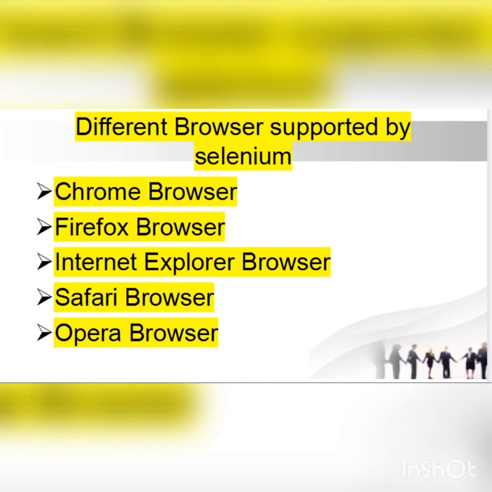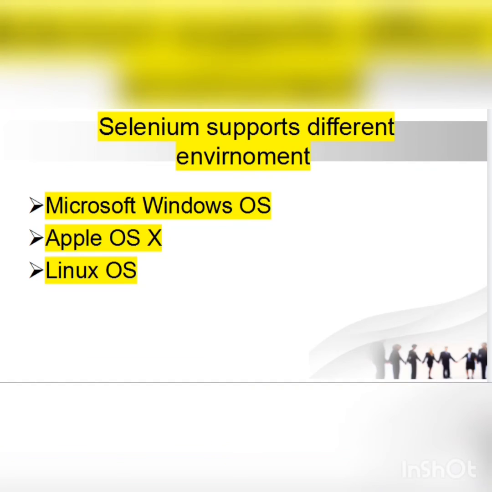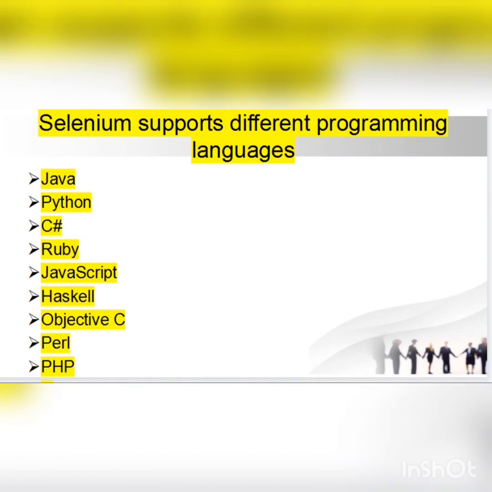And Selenium supports different browsers like Chrome, Firefox, Internet Explorer, Safari, Opera, and also Selenium supports different environments like Windows, Apple OS, and Linux operating systems. And we have different programming languages. Selenium supports different programming languages like Java, Python, C Sharp, Ruby, Perl, PHP, JavaScript, etc.